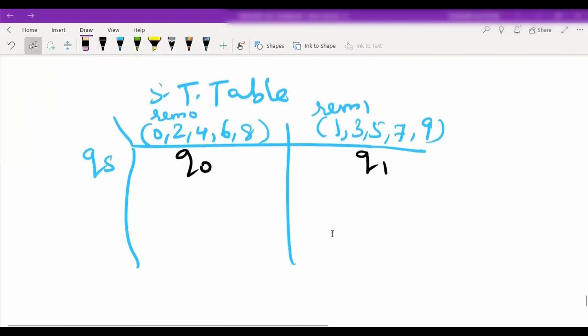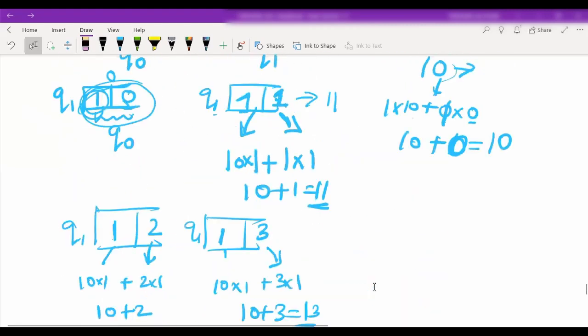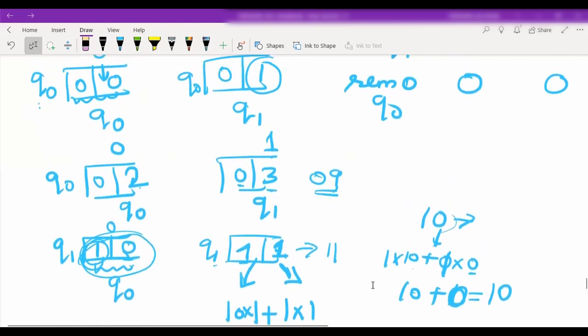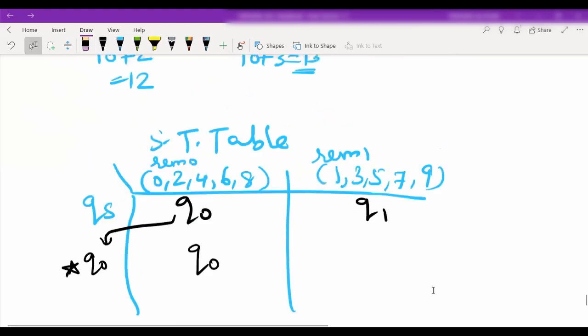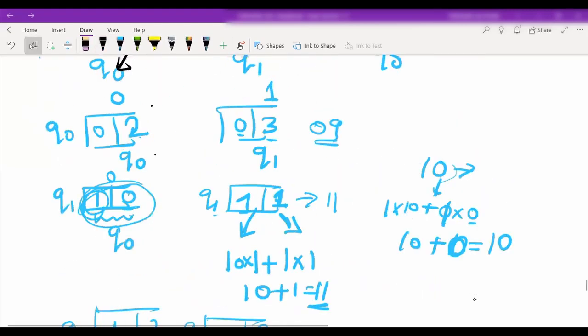After QS, these are the resultant states. So now we will consider these states as the current state. As Q0 is the final state, we will mark it with an asterisk. Now Q0 with the next bit as either 0 or 2 or 4 or 6 will make number 2, 4, 6 like that. So Q0 with the next bit as 0, 2, 4, 6 is going to Q0.